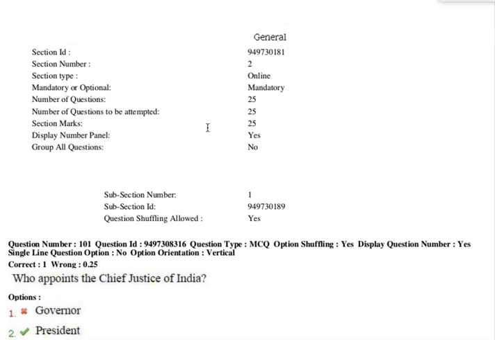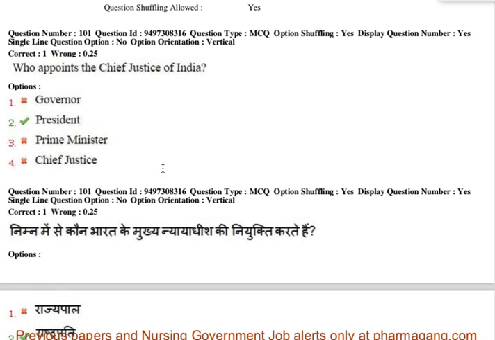It's a GK related question, so please see it. Question number 101, 25 GK related questions. Who appoints the Chief Justice of India? Correct answer is second, President. The President appoints the Chief Justice of India.